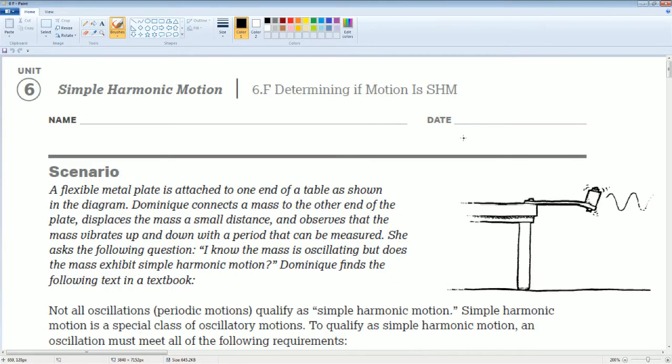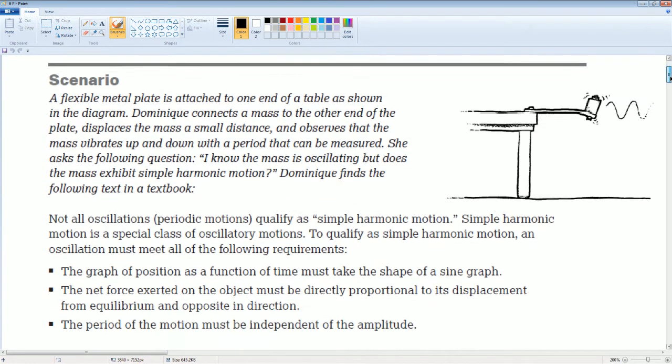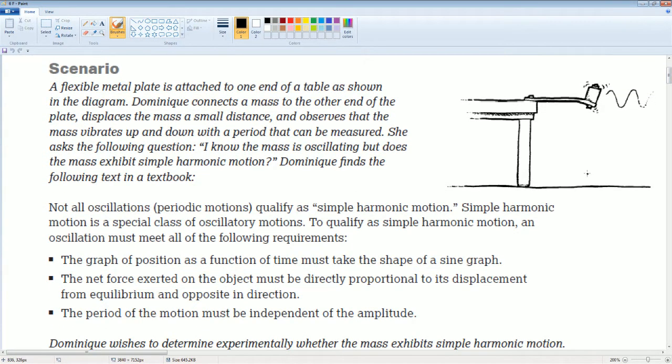Here's the scenario. Please pause the video if you would like to read it to yourself. But the important part about the scenario is to determine the fact that it is a simple harmonic motion. These three criteria on the bottom here must be satisfied.